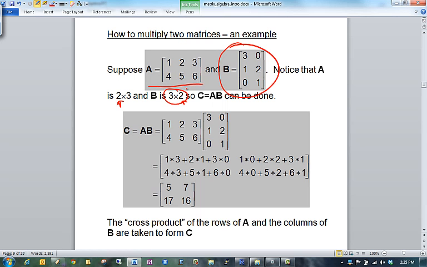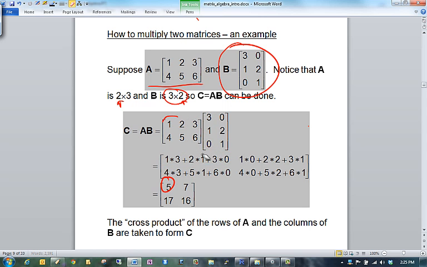Okay. So when I do the multiplication, what I'm essentially doing is what's called a cross product of the rows of A with the columns of B. So I'm going to take this first row of A and multiply these elements by their corresponding elements in the first column of B. So I'm going to take 1 times 3, I'm going to take 2 times 1, and I'm going to take 3 times 0. So you see that happening right here. And then I add them up. So 1 times 3 is 3, plus 2 times 1 is 2, plus 3 times 0 is 0. So I get 5. Notice since I had the first row of A, first column of B, that means I have the 1, 1 element of the resulting matrix C.